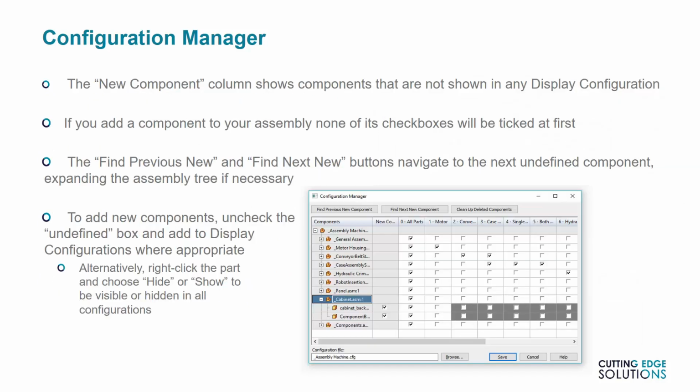The buttons at the top of the Configuration Manager are particularly useful if your assembly is still being edited. For example, New Components display state is undefined in any config after they're added, and the Find New Component buttons will highlight the new components one at a time. This allows you to decide which configurations they should appear in by checking the appropriate boxes.